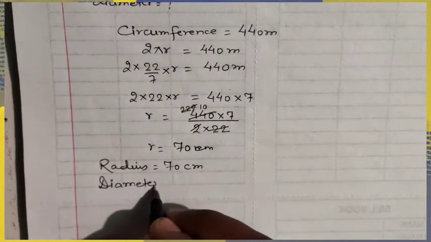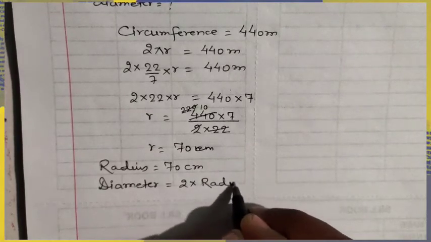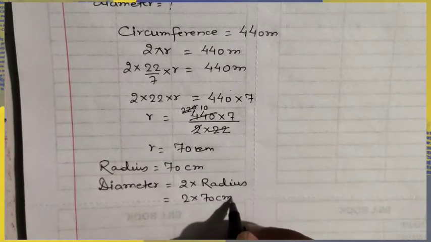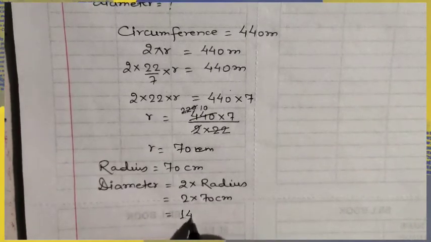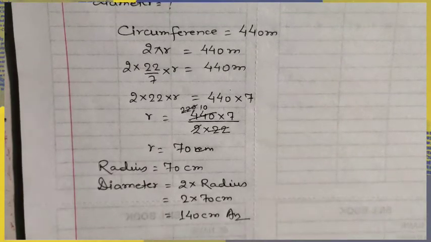As we have studied earlier, diameter is just double of the radius. So what we will do to calculate diameter? Diameter is equal to, formula is 2 into radius. We will write 2 into 70 centimeter. It will give us 140 centimeter. This will be our answer. Hope that this question is also clear. Question number 13 is also clear to you. And next we are going to solve question number 14.